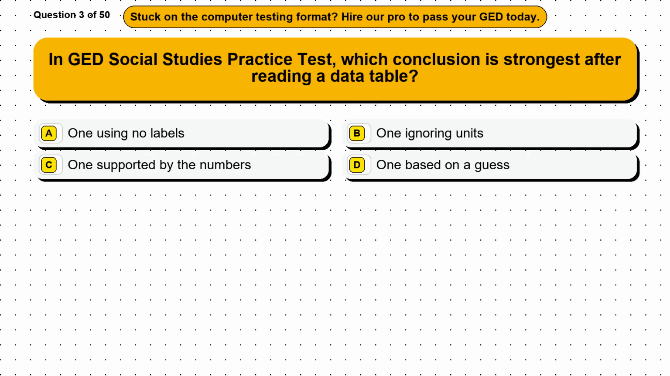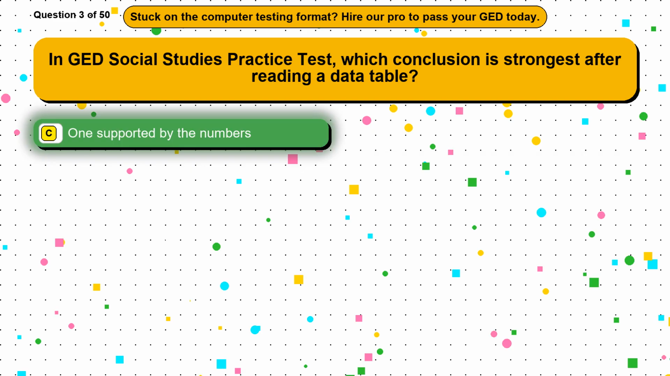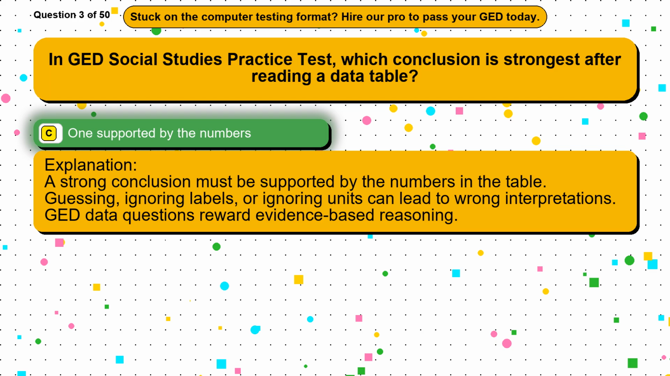Question 3. In GED Social Studies Practice Test, which conclusion is strongest after reading a data table? Option A, 1 using no labels. Option B, 1 ignoring units. Option C, 1 supported by the numbers. Option D, 1 based on a guess. The correct answer is option C, 1 supported by the numbers. A strong conclusion must be supported by the numbers in the table. Guessing, ignoring labels, or ignoring units can lead to wrong interpretations. GED data questions reward evidence-based reasoning.